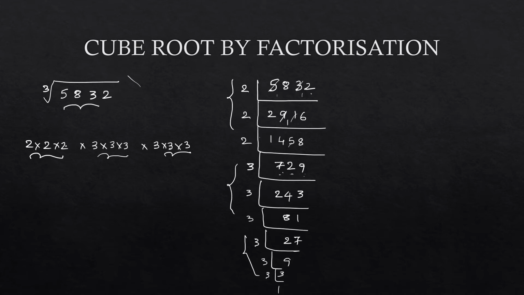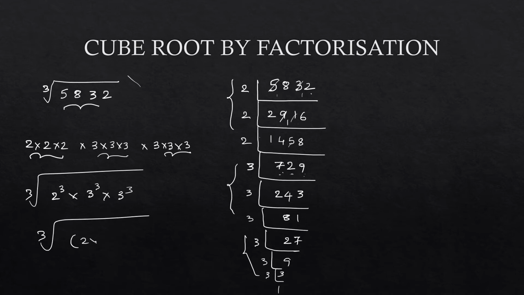2 into 2 into 2 I can write as 2 cube. 3 into 3 into 3 I can write as 3 cube, and again one more 3 cube. So overall it becomes 2 into 3 into 3, whole cube. Now the cube and the cube root cancel. The answer is 2 into 3 into 3. 2 3s are 6, 6 3s are 18.